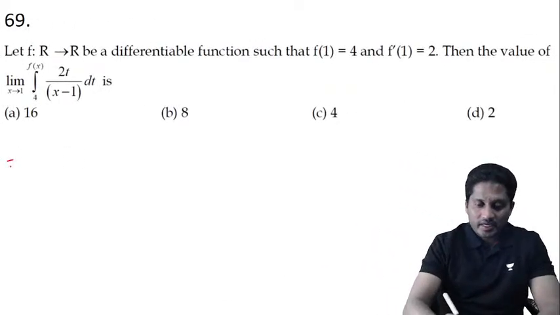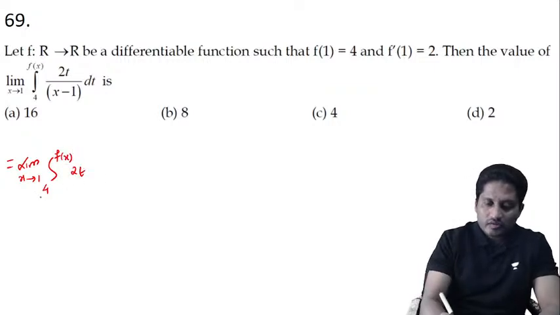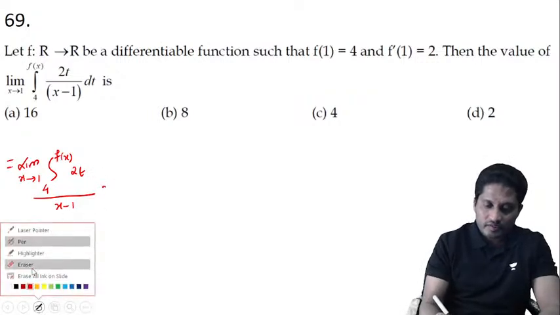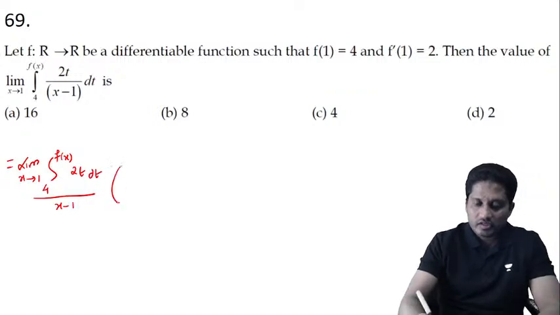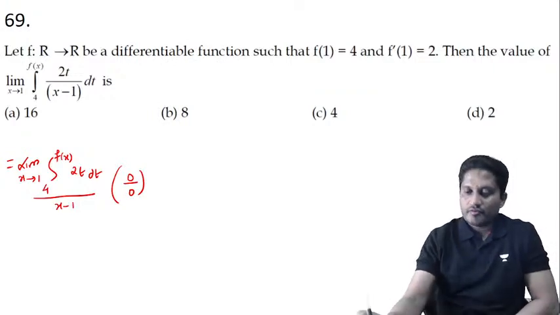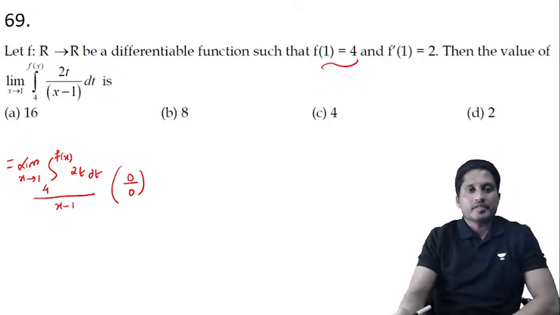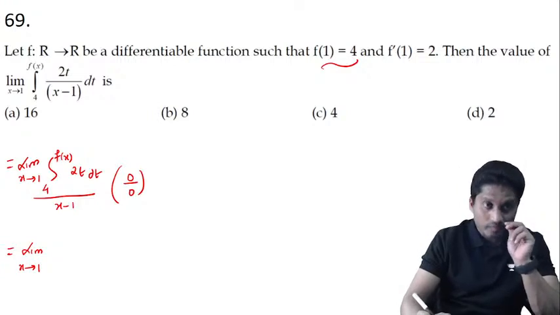I can write this as limit x tending to 1 of integral 4 to f of x, f of 2t, whole divided by x minus 1, dt. Now this is 0 by 0 form. If x is tending to 1, you get 0 by 0 form, because f of 1 is 4, and lower limit and upper limit will be the same. Let us use L'Hopital's rule. Limit x tending to 1, we will differentiate the numerator and denominator separately.